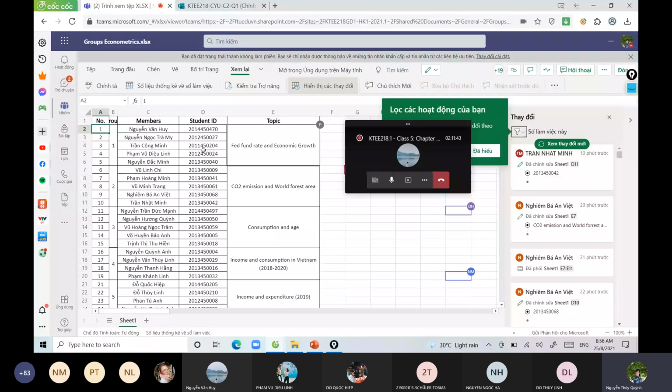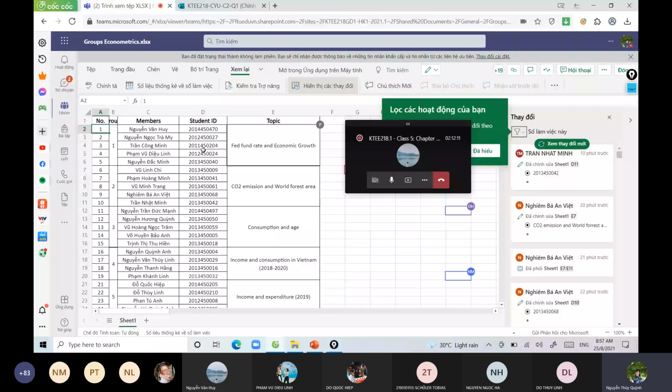Okay, and group 2, CO2 emissions and the world forest area. Okay. Okay, group 2. Where are you? I'm here.